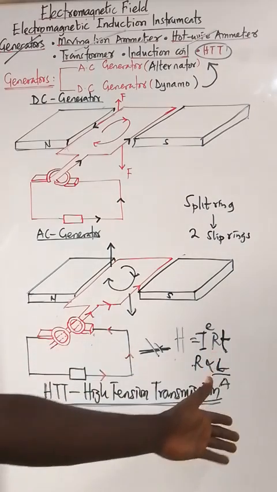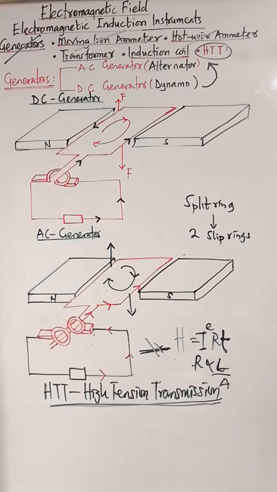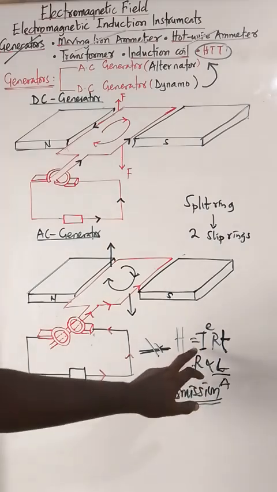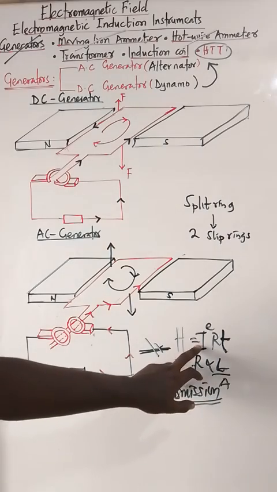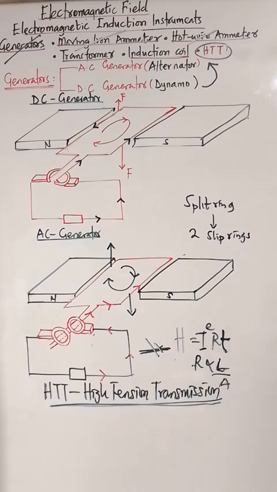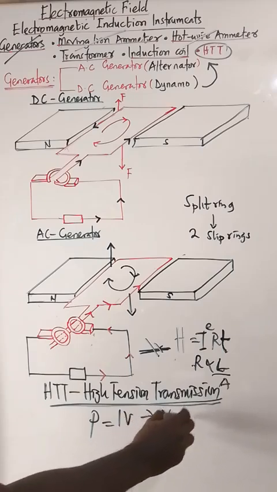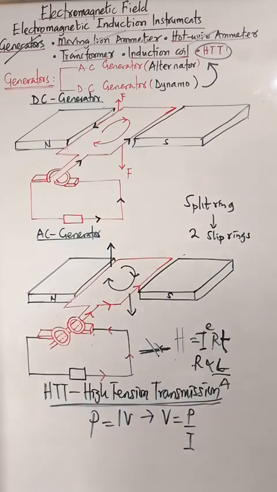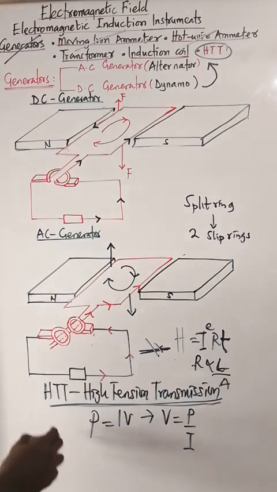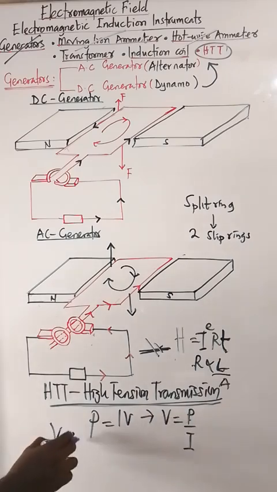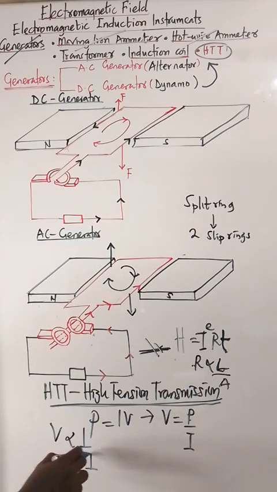For the time, there's nothing we can do except switch it on sometimes or switch it off. But for the current, we can control it. We can transmit power at a very low current. But note, power is IV. From here, we can say V equals P over I. At constant power transmission, voltage and current are inversely proportional.